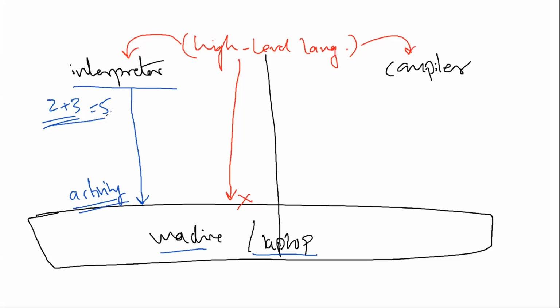But this 2 plus 3 is equal to 5 is human readable, a high level language. It is not understood by the machine directly. So the interpreter will convert that into a low level language, into a machine language, so that the machine will understand it. But here, the interpreter is directly going for the activity. It is directly giving the instruction to the machine about what needs to be done. Okay.